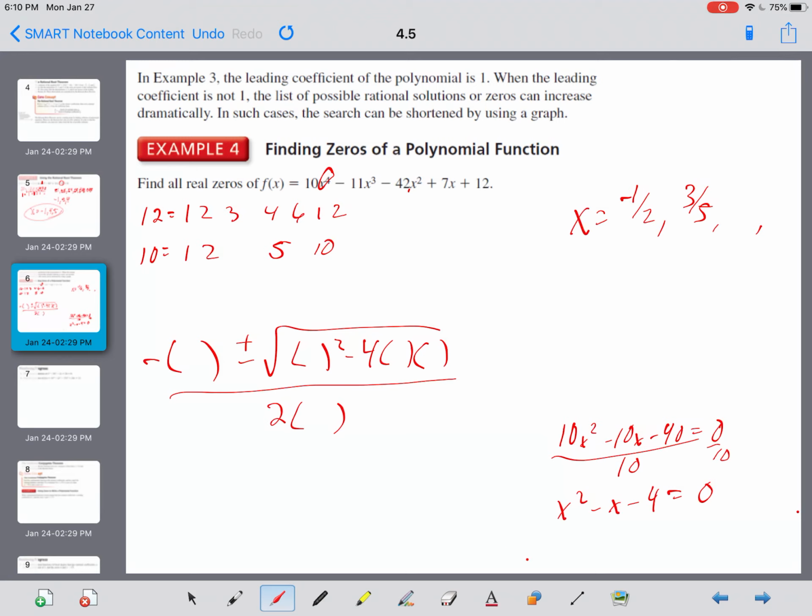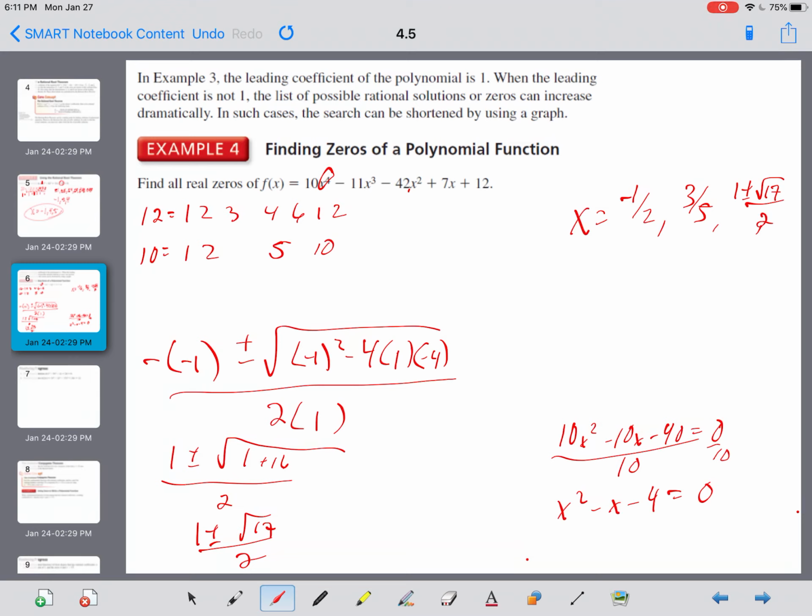My b is a -1. My a is a 1. My c is a -4. So 1 plus or minus the square root of 1, negative 4 times 1 is negative 4, times negative 4 is plus 16, all over 2, which is 1 plus or minus the square root of 17 over 2. That's my other answer: 1 plus or minus the square root of 17 over 2.